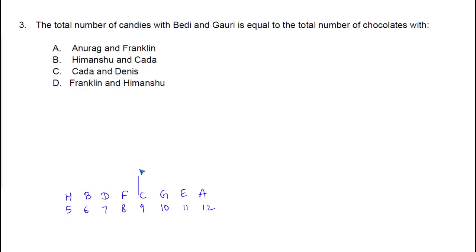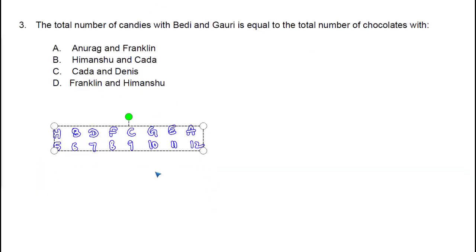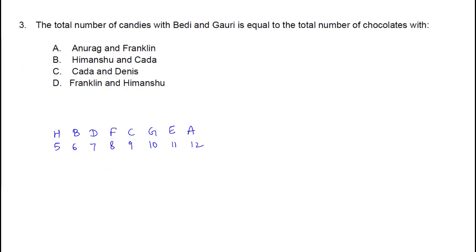Question number 3, the total number of candies with Bedi and Gauri. So B plus G is equal to how much? 6 plus 10, that is equal to 16. So we need to check each and every option. A plus F is not 16. H plus C is not 16. C plus D, C is 9, D is 7, this is equal to 16. So option C is the answer here.